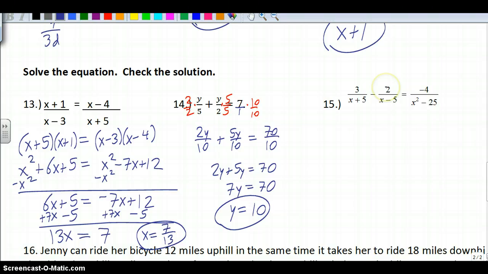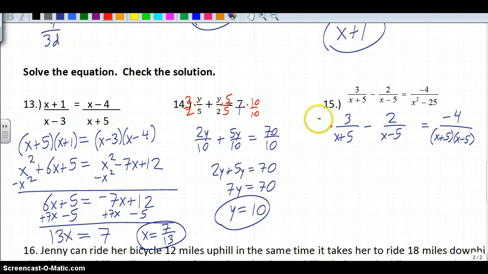Problem 15: 3 over x plus 5 minus 2 over x minus 5 equals negative 4 over x squared minus 25. You'll notice that they all appear to have an x plus 5 or an x minus 5, so that's pretty much what our common denominator is going to be. The fraction on the right already has everything we need. We just need to take care of the two fractions on the left. This side needs an x minus 5. This side needs an x plus 5.